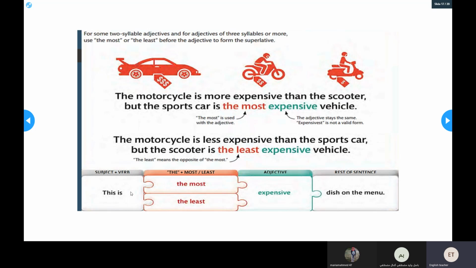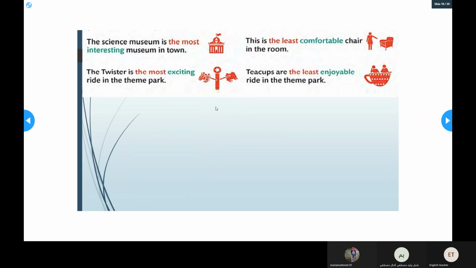I can say the most or the least, if I want it to be the best or the worst. Expensive, the adjective we have. And then the rest of the sentence, dish on the menu, or motorcycle or car. Like, for example, the science museum is the most interesting museum in town. And this is the least comfortable chair in the room.